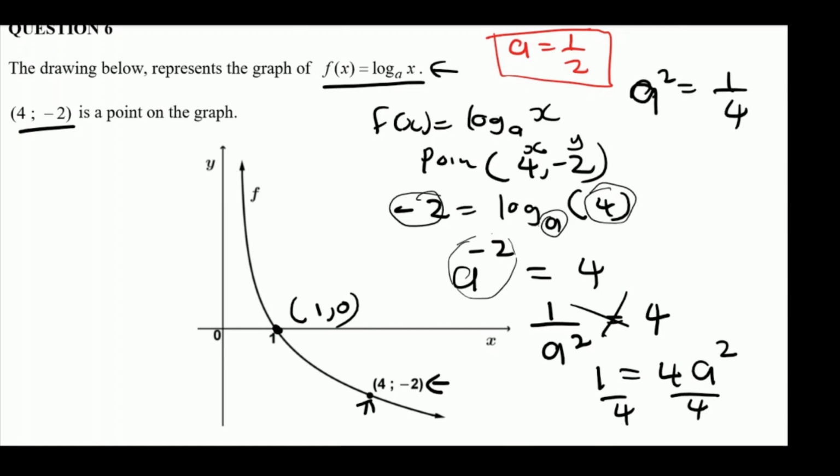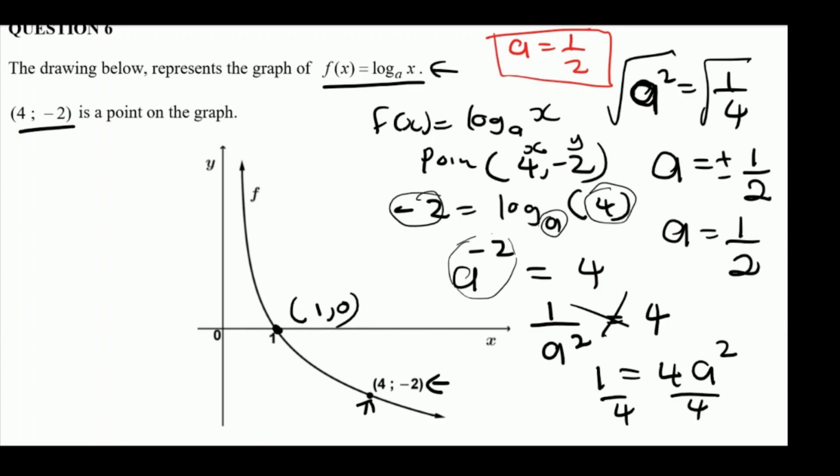So this is a^2 = 1/4, and then we'll put the square roots both sides, and then we'll have a = plus or minus 1/2, right? But we know that our base is going to be positive, so it's going to be a = 1/2. So we've proven that a is indeed 1/2.